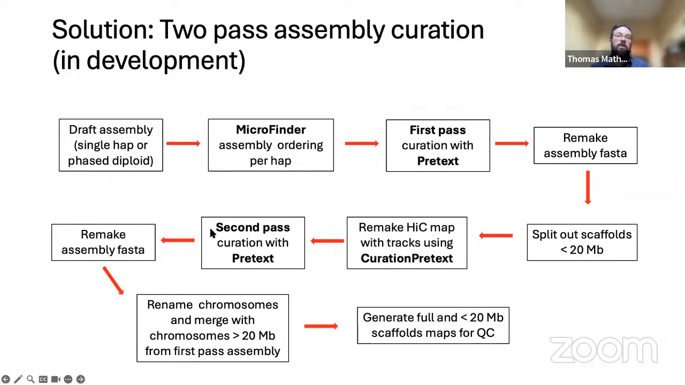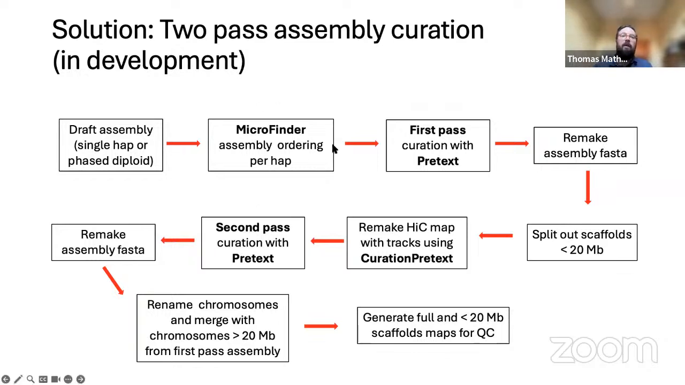And then we do a second pass curation on just this reduced, less than 20 megabase scaffolds assembly. This allows us to zoom in in great detail on the individual microchromosomes and correct errors. We then remake a new FASTA file for the micros plus all the shrapnel contigs that we can't place. We rename those chromosomes so they follow on from the original chromosome naming in the first pass curation, and generate a new curated assembly, which we can then run various QC checks on.